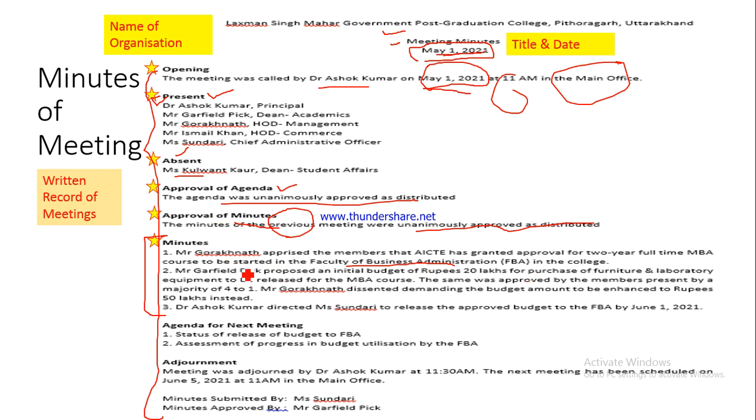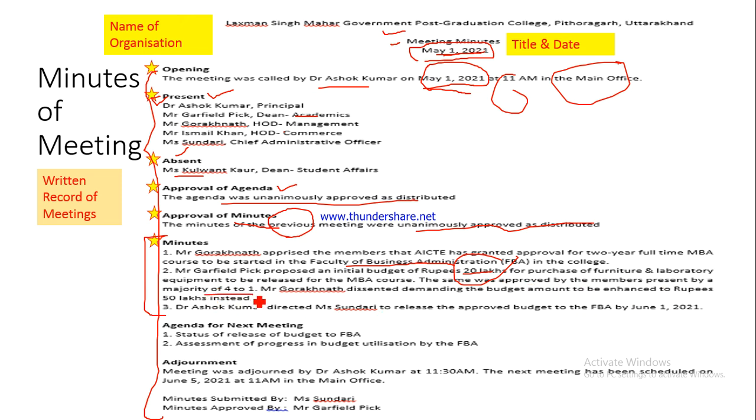Then Mr. Garfield Pick. Now if I want to know who Mr. Gorakhnath is, who Mr. Garfield Pick is, I need to look at this particular designation here. So Mr. Gorakhnath is basically HOD management. Mr. Garfield is basically Dean Academics. So Mr. Garfield Pick proposed an initial budget of rupees 20 lakhs for purchase of furniture and laboratories. Since the MBA program is about to start, it has got approval, so naturally they need to purchase furniture and laboratories. So Mr. Garfield said that we should give them rupees 20 lakhs so that they can purchase these necessary equipments, right? The same was approved by the members present by a majority of 4 to 1.